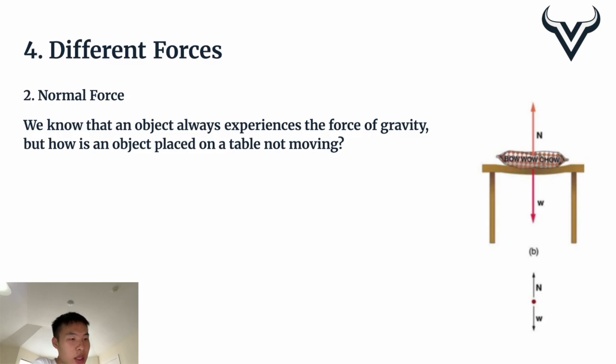We know that an object always experiences the force of gravity. However, why is an object placed on a table not moving? Let's look at this image on the right. We can see that there's the weight of the object, the Fg, which is the mass of the object times the gravitational acceleration of 9.81. However, there's also the normal force from the table that's exerting onto the pillow. We can see that these two forces balance out, and that's why the object is not moving. So therefore, normal force is the same in magnitude as the weight of the object, or the force of gravity. However, keep in mind that normal force and weight are not an action-reaction force pair.